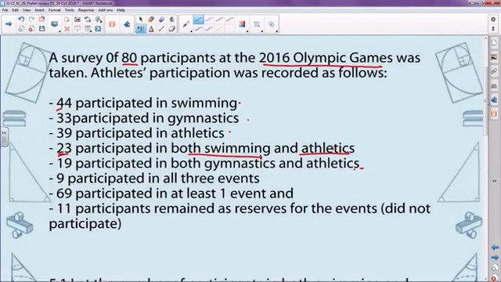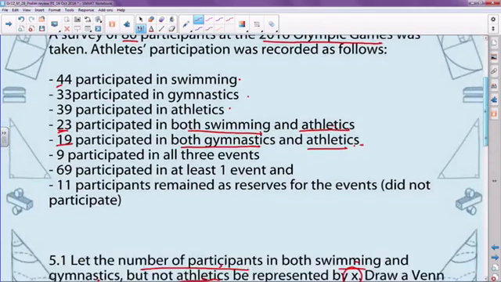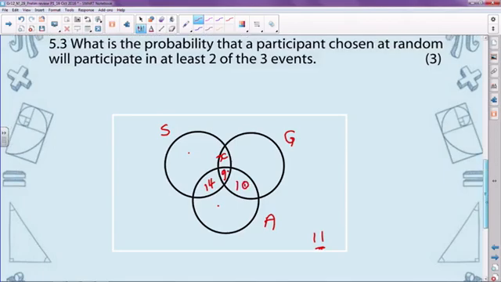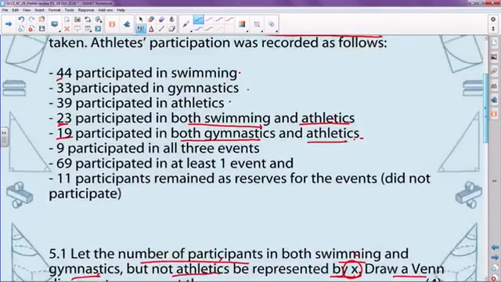The next intersection they gave us, 19 participated in both gymnastics and athletics. So I go to my diagram again, gymnastics and athletics, those 19 people include the 9 that participated in all 3. So I say 19 minus 9 and I get 10 people that participated in gymnastics and athletics and not swimming. All right. Okay, let's fill in the rest.